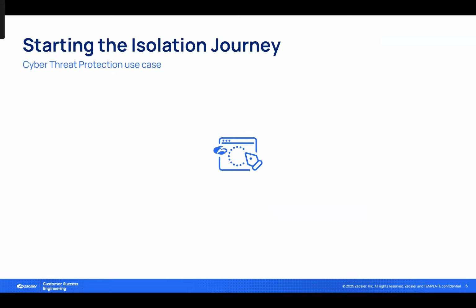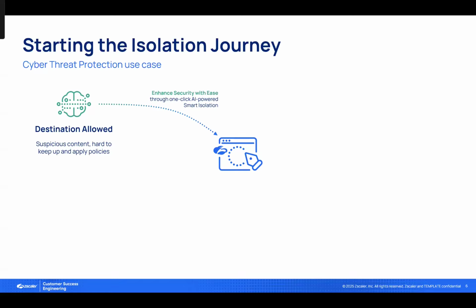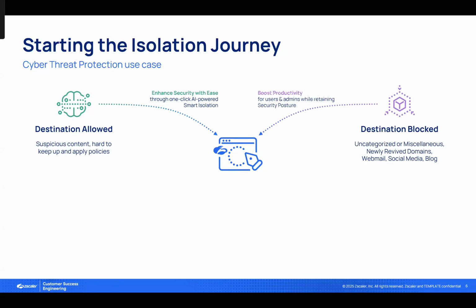Finally, for this video, let's take a look at an example of how you could start your isolation journey. First, leveraging the Smart Isolation feature, which automatically isolates suspicious destinations, you can create an easy rule that applies to the majority of your users and traffic to protect your users from suspicious content and suspicious destinations. Secondly, you can boost productivity by replacing destination blocks on uncategorized or miscellaneous, newly revived domains, personal webmail, social media, or blog categories, with isolation instead, in order to allow your users to access those destinations without any security risks.